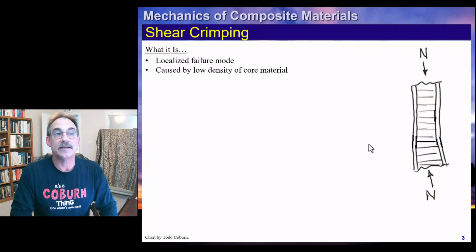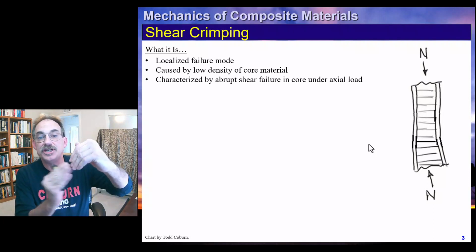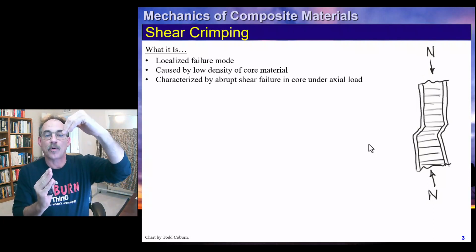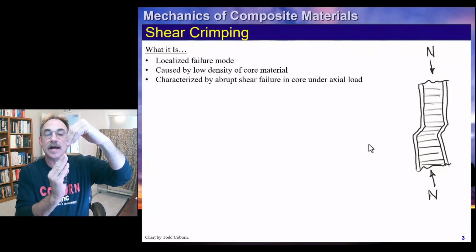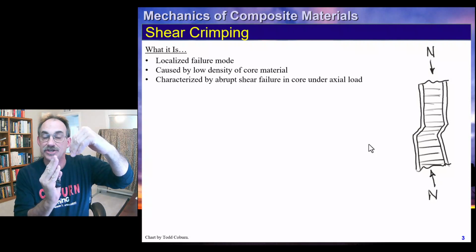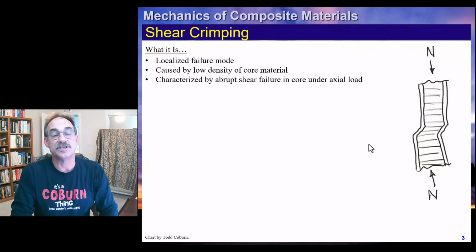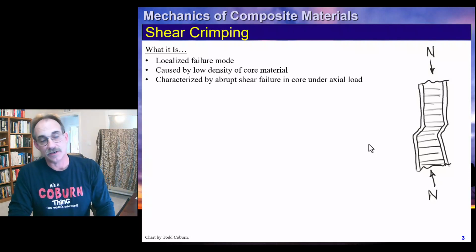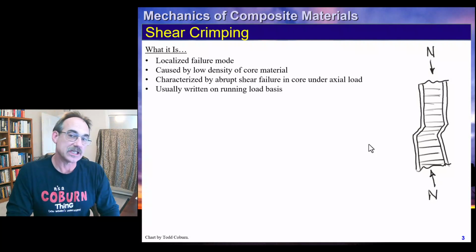You want to see that again? It's characterized by a sudden shear failure in the core. You're compressing the sandwich, and it suddenly fails in shear with a lateral translation, a short lateral translation. That's what a shear crimp looks like.